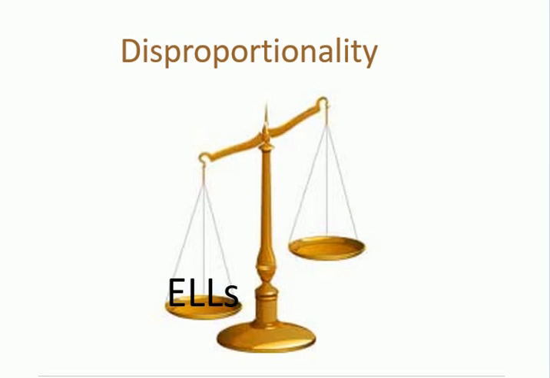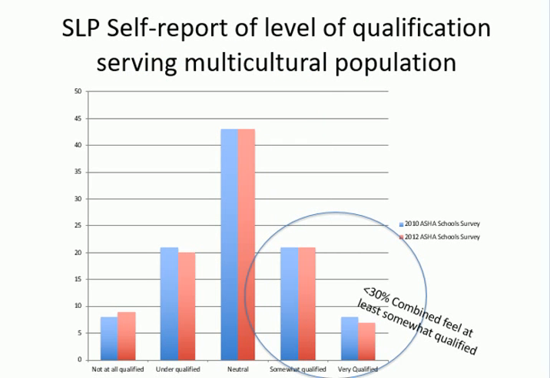Disproportionality, over-identification, and over-representation are all terms highlighting the fact that the proportion of English language learners in special education is higher than in general education. As professionals, we want to do our best for these kids, but part of the problem is that we don't always have the tools and information we need to make confident decisions about who we serve. If you feel this way, you are not alone.